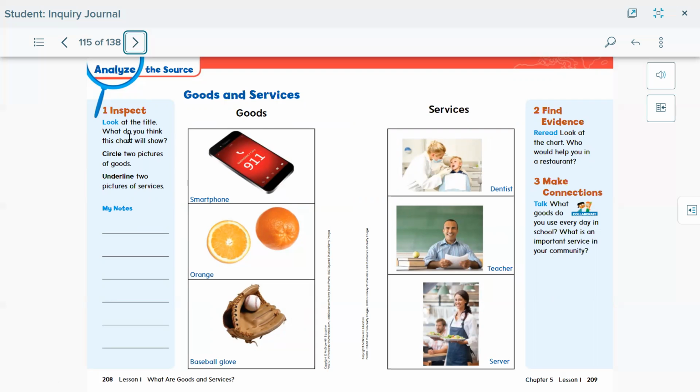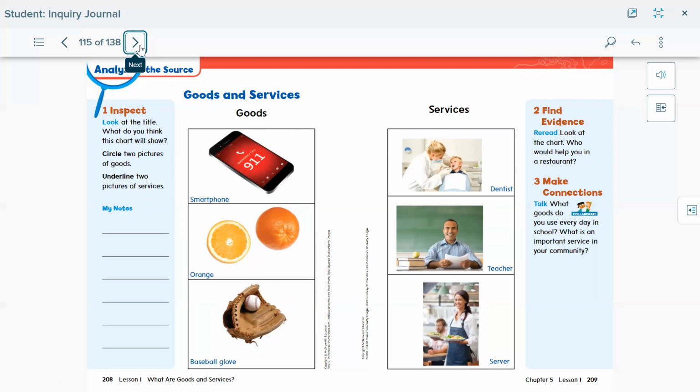So look at the title. What do you think this chart will show? This chart shows goods and services. So show me the difference. Circle 2 pictures of goods. So we have smartphone or oranges or baseball glove. So you need to circle 2. Underline pictures of services. So we can underline the dentist or the teacher or the server in a restaurant.